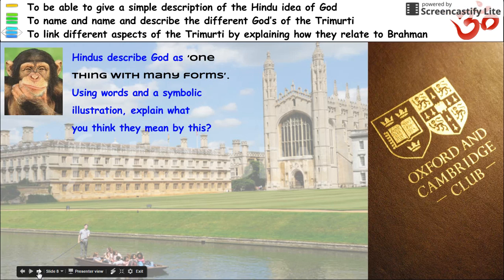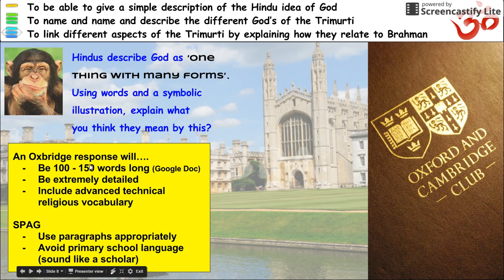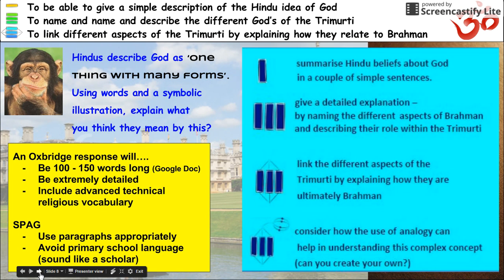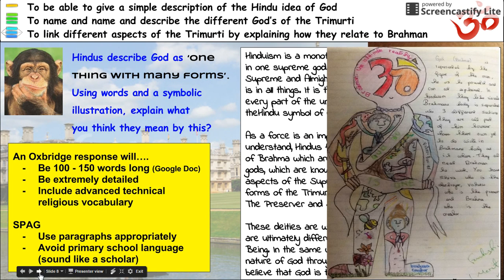So what I want you to do is to explain to me what Hindus mean when they describe God as one thing with many forms. That's your title. That's your essay title. And you're going to use words to explain what you think they mean by this. And then you're going to draw your own picture, a symbolic illustration, your own picture to back up that shows us your understanding of one God with many forms. Now, to do that successfully, I want at least 150 words. Should be more, really. And I want to see paragraphs and advanced language. And your picture might look something like that.